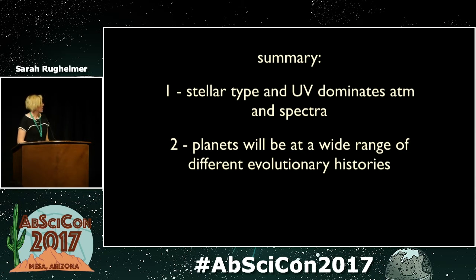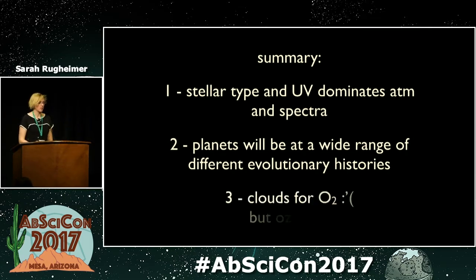Planets will be at a wide range of different evolutionary histories. I just highlighted some things from Earth's own history, but we're going to see such a huge range even beyond that. So we need to be considering those, as a lot of other talks have already done today. And also, clouds for oxygen, it might be a little sad, but you can still see ozone quite strongly throughout. So I'll stop there for any questions.